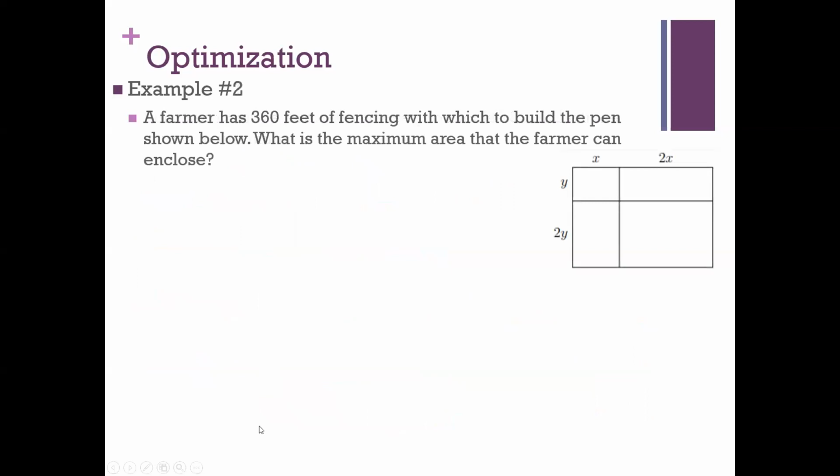All right. So I have 360 feet of fencing and I want to build a pen that looks like that. What's the maximum area that the farmer can enclose? So what's the goal?